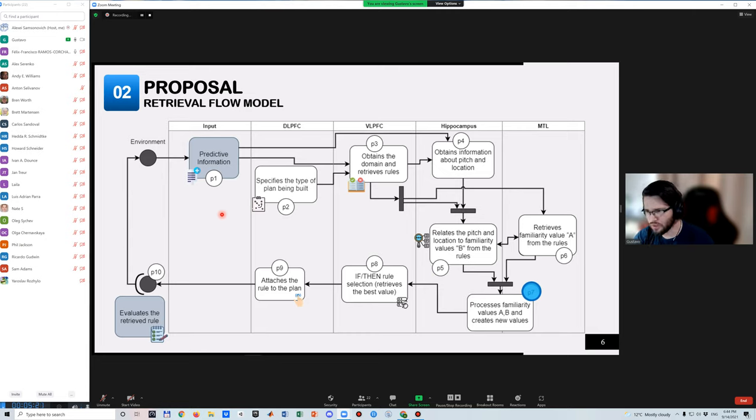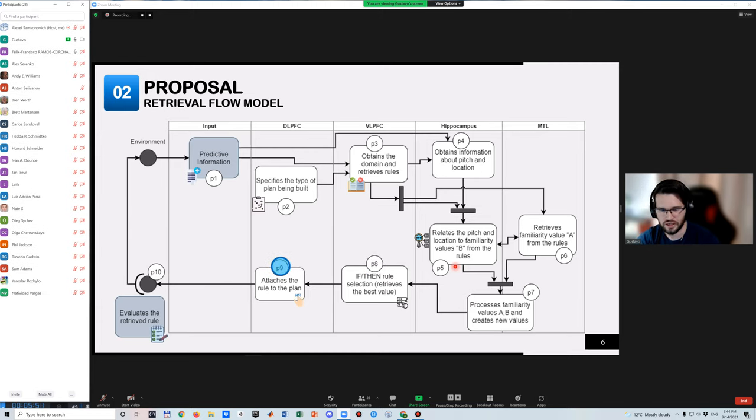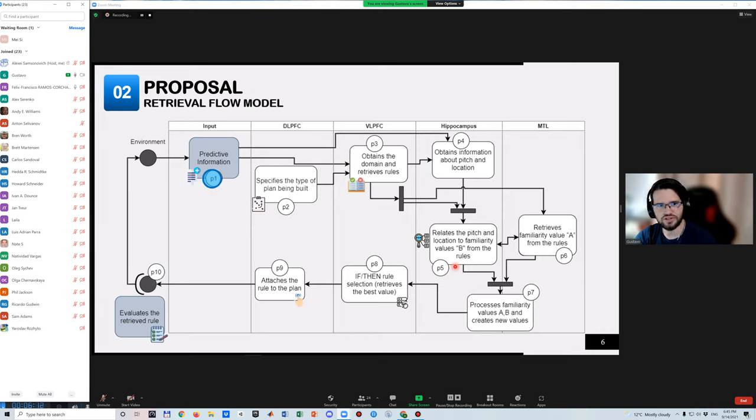Process seven combines what we call priority value A and V, which are retrieved from previous processes, to create a new value. Using this information, process eight selects the rule that has the highest priority value so that process nine attaches this selected rule to the plan. Lastly, we process the feedback received, that is confirmation if the rule was correct or incorrect, and modify the priority values of the rule that was selected so that the process can begin again. So this is the cycle.